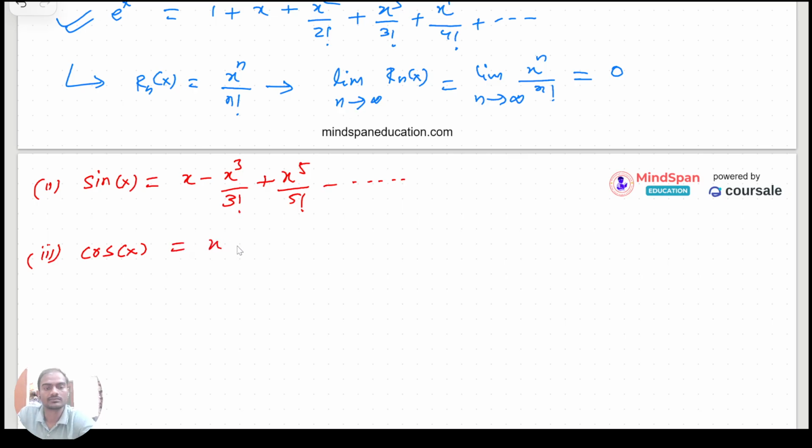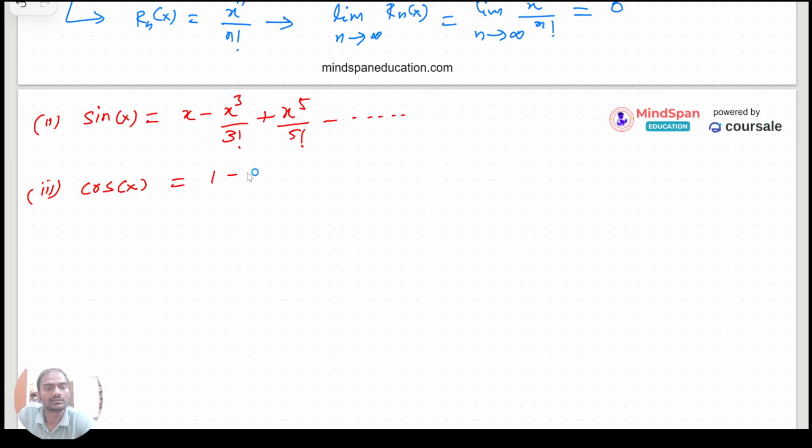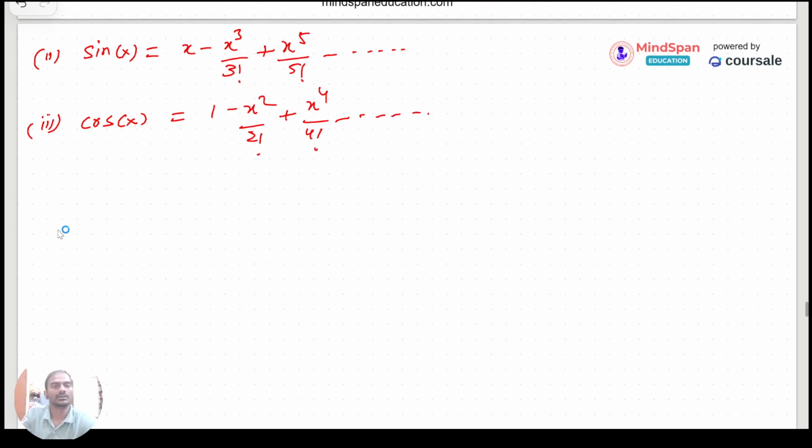Similarly for cos x, you will get 1 minus x square by factorial 2. How can we calculate this? By doing those derivatives. Okay, plus x4 by factorial 4 minus all those other higher terms.